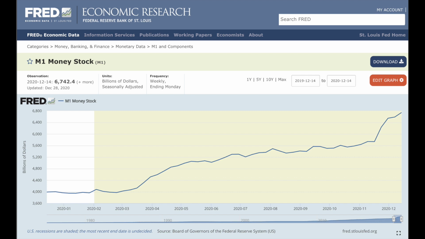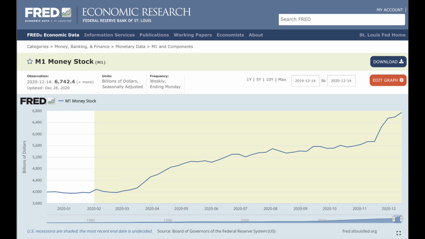We got the most recent M1 data from the St. Louis Fed, and M1 is continuing to move a lot higher. It was published yesterday, December 28th, on Monday. Usually it comes out on Thursday, but because of the holidays, it's come out on a Monday. And you can see M1 is again spiking here, now up to almost 6.75 trillion. It's gone up by 18% since the middle of November.